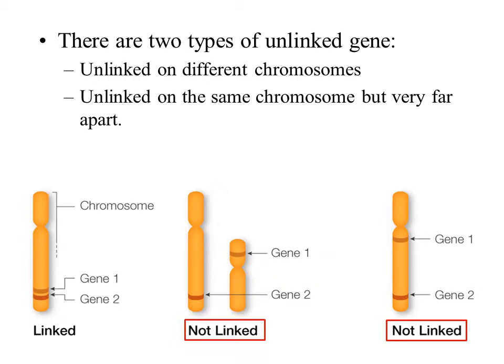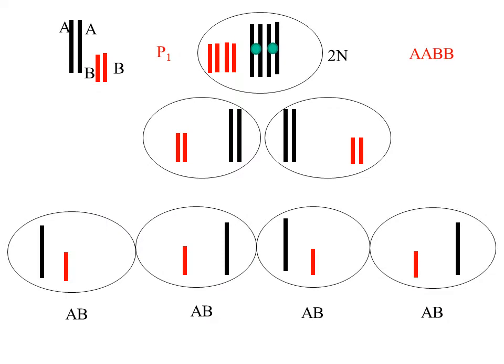So there are two types of unlinked genes. The first one, the unlinked genes can be on separate chromosomes. Another example is the unlinked genes could be on the same chromosome, but they're so far apart that they act as if they're not linked, or they act like they're on separate chromosomes. So this is to help us understand what is going on.